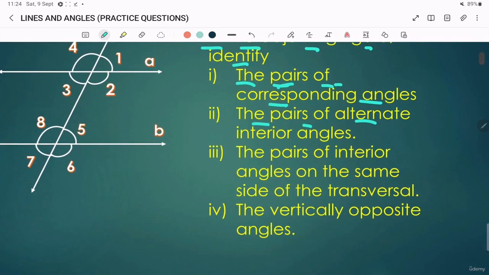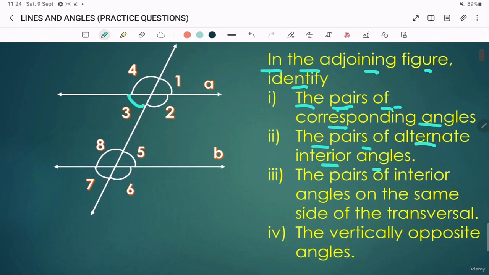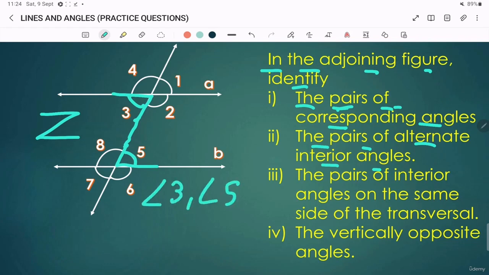The pair of alternate interior angles. This angle 3 and angle 5. This is angle 3 and this is angle 5. Now join them. You are getting Z shape. Therefore, these are alternate interior angles. One pair is angle 3 and angle 5.